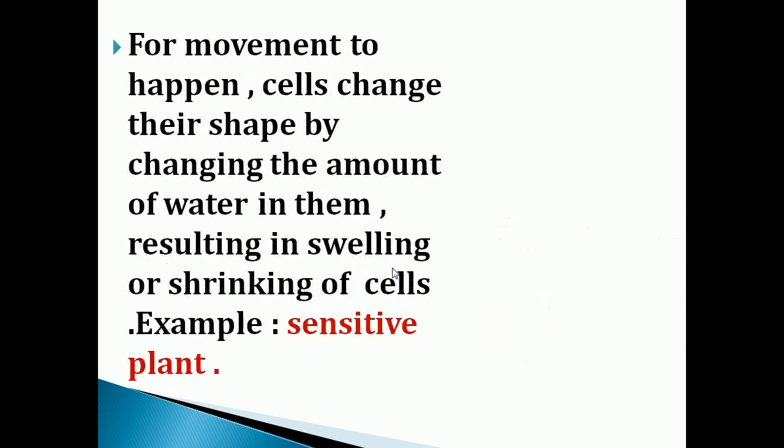So this movement happens by changing the shape of the cells. How does the plant change the shape? By changing the amount of water present in them, resulting in swelling or shrinking of cells.